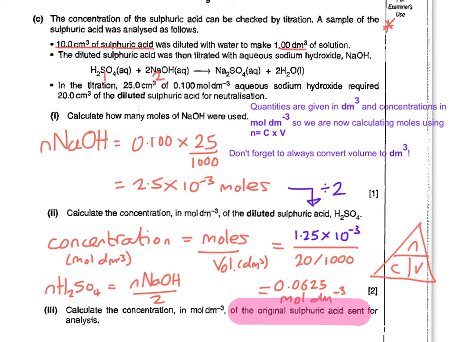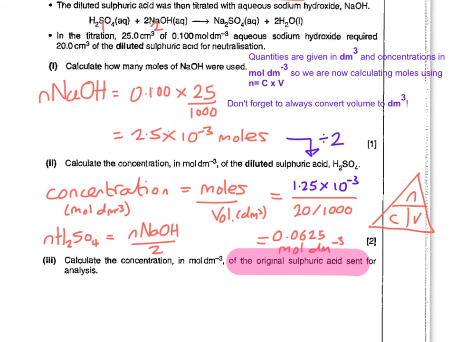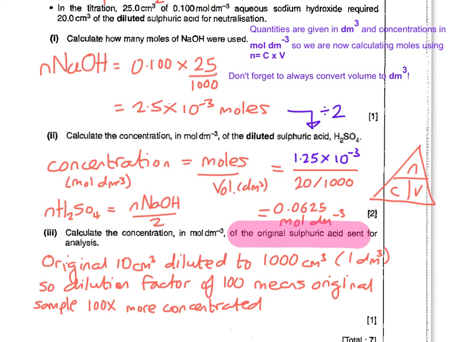So we've got a volume of 10.0 centimetres cubed. So that original 10 centimetres cubed was diluted to 1 decimeter cubed with water. So the dilution factor of 100 means the original sample is 100 times more concentrated than the one you've just calculated the concentration for, which gives us 6.25 moles per decimeter to the minus 3.